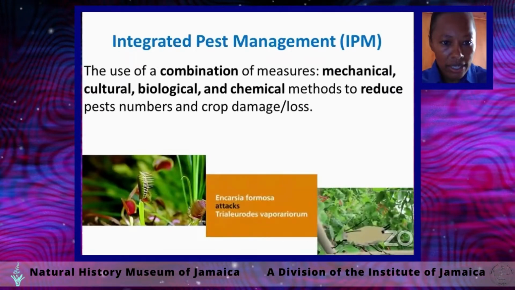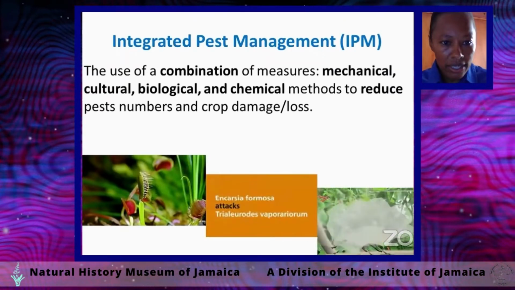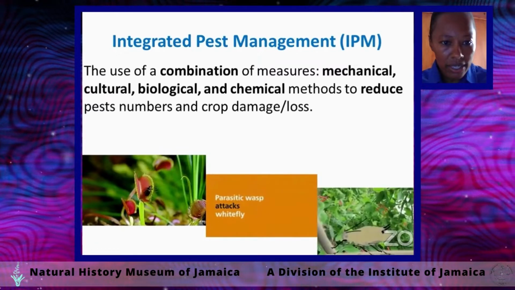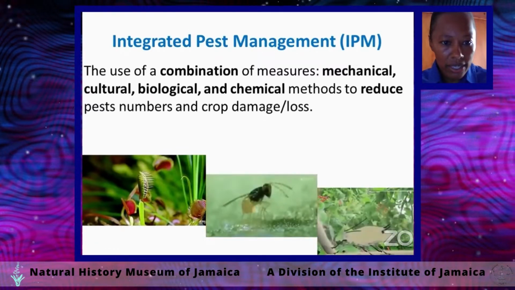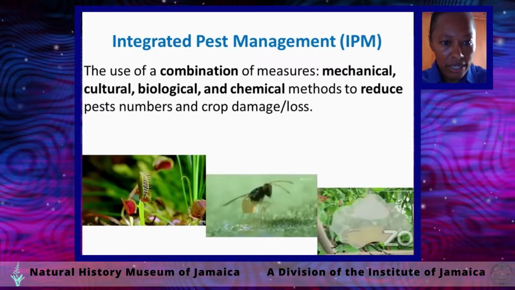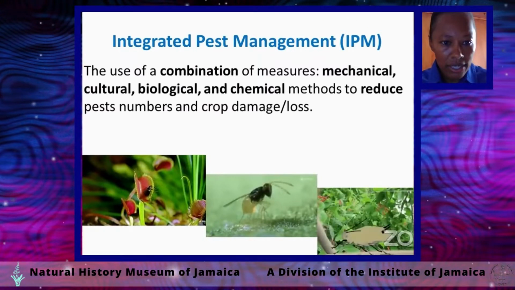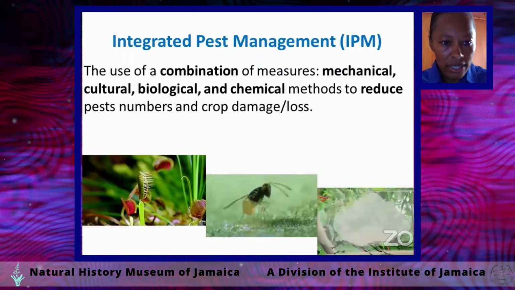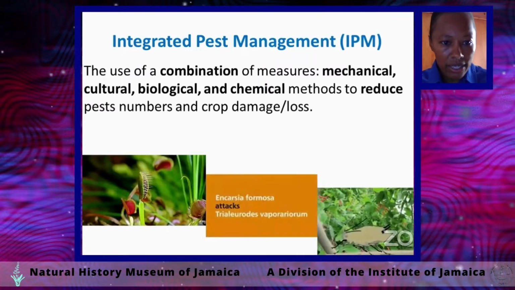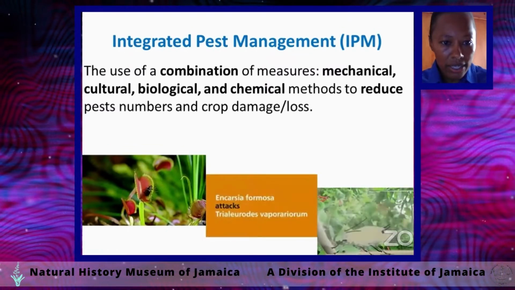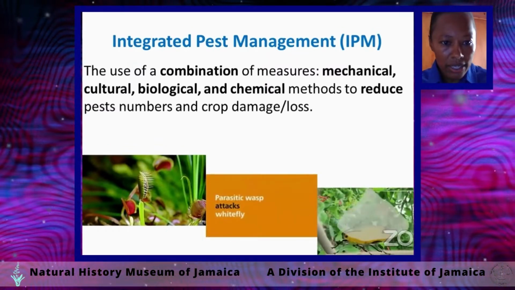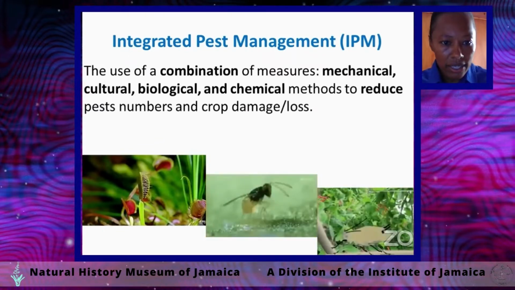So in managing a pest, I should note that it is very important to identify which pest you're actually targeting, right? So the first step in an IPM program is to identify the pest. And once you have done that, it is just to come up with the combination of measures.